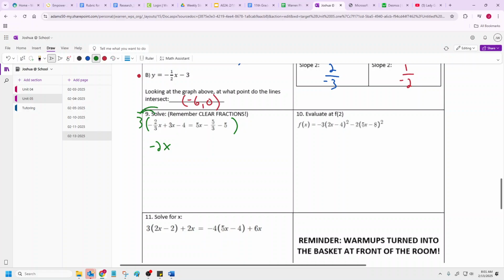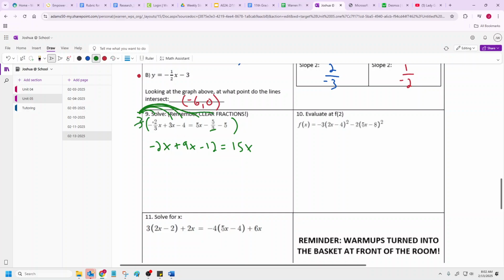So you go into here. 3 times 3 is 9x. Let's do it again. 3 times -4 is -12. Let's do it again. And again, this is just a trick, y'all. I've modeled this a few times now. 3 times 5x is 15x. Let's do it again. Remember the trick.